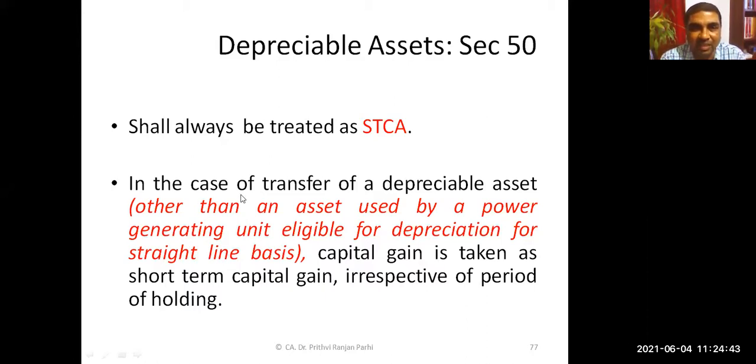But this is for assets other than those used by a power generating unit eligible for depreciation on straight line basis. You know, power generation units have an option. They may claim depreciation on straight line basis. So excluding that situation, there will always be short-term capital gain.